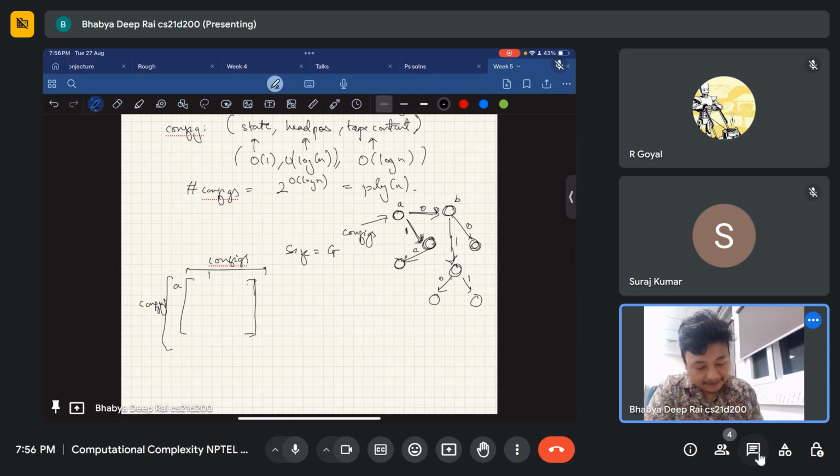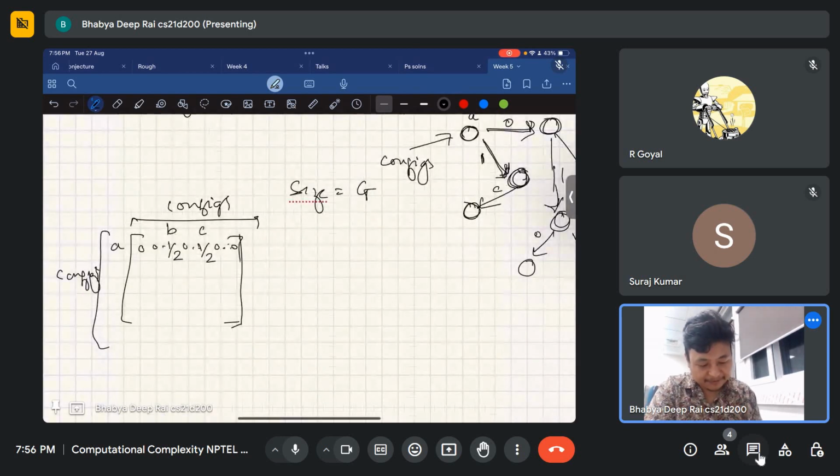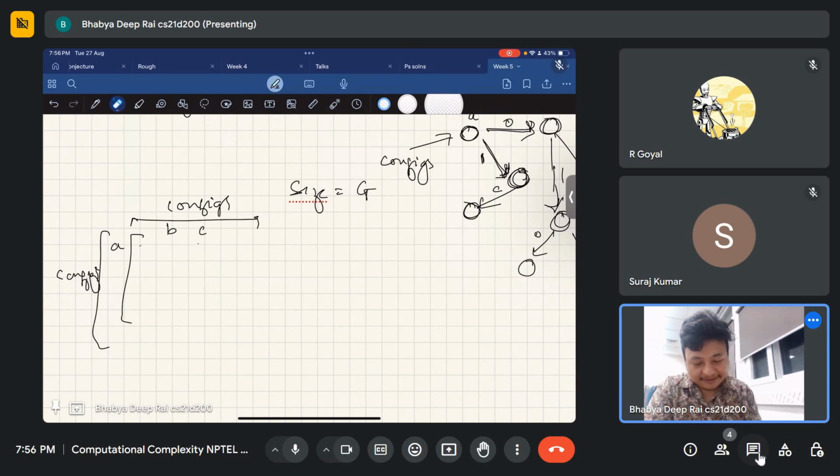So A on B, going from A to B has half probability, and half probability here. And the rest I'll fill zeros. Okay, this looks like multiplication. So on B, I put half. On C, I put half. And then I put zeros on the others. And here there are zeros.